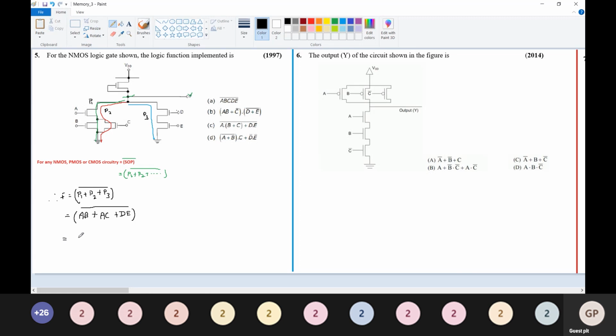Now this expression can be further simplified by taking the A term common. A taking common, A into B plus C, plus DE. So this is your final answer, which matches with A into B plus C plus D. So C is your correct answer.